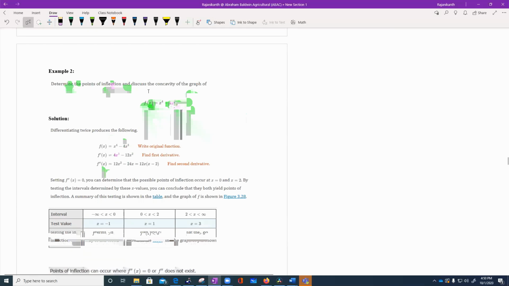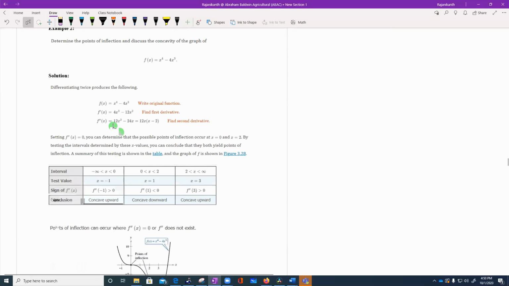The given function is a polynomial function, a very good function, right? So it is well defined all the way from negative infinity to positive infinity. So we find the second derivative. The second derivative of the function is now 12x times x minus 2, right?